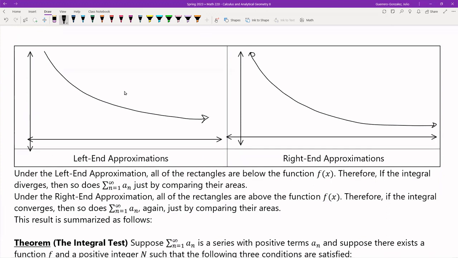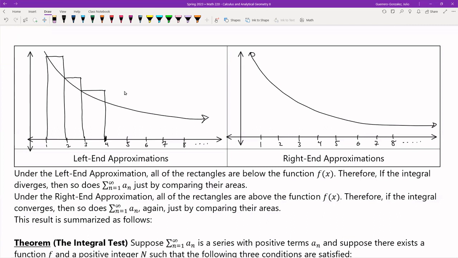There we go. So I'm going to go ahead and draw. I'm going to put one, two, three, four, five, six, seven, eight, dot, dot, dot. And then I'm going to do the same thing over here: one, two, three, four, five, six, seven, eight, dot, dot, dot. I'm going to look at the left end approximations first. The left end approximations look something like this. If you remember how they work, they're the boxes that go over each one of these, but the height is dictated by the left end of your box, or the left end of your subinterval.